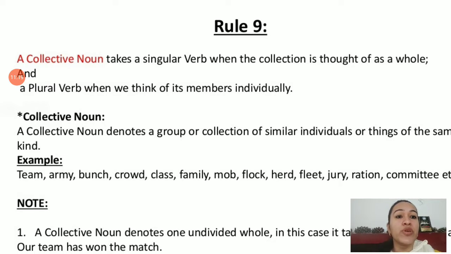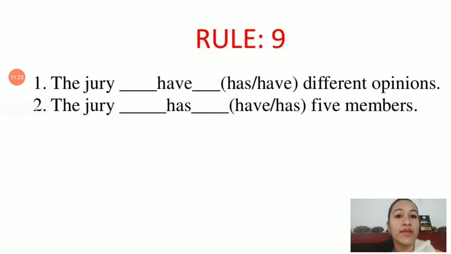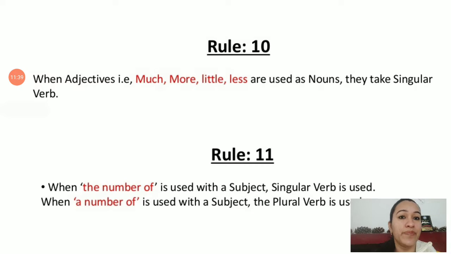I got a bouquet of flowers. Take a look at this. The jury have different opinions. So jury as a whole have different opinions. The jury has 5 members. So this has become a countable noun now. So you use what? Has.